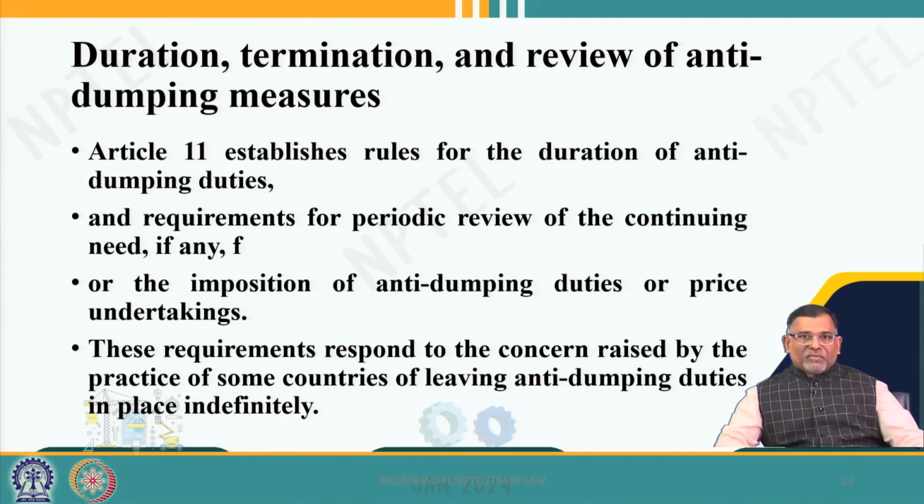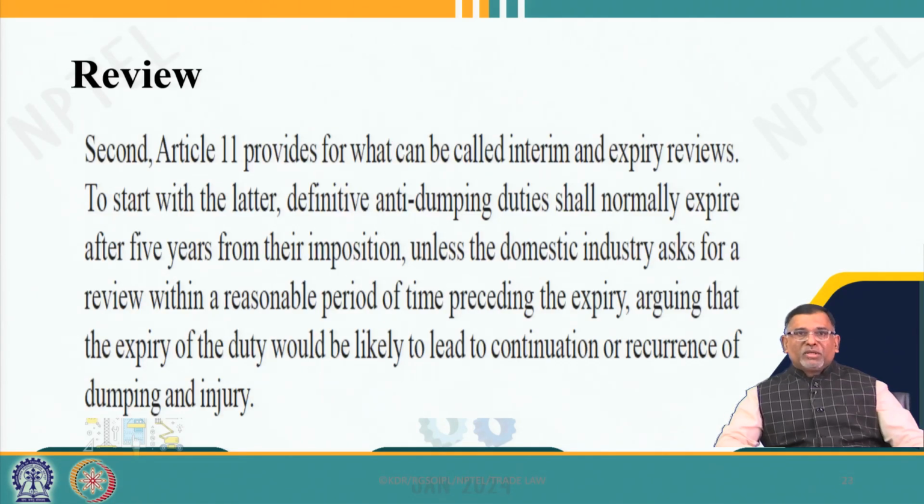It means that if an exporter has submitted a price undertaking, then the country is to immediately stop imposing anti-dumping duties or continuing to impose anti-dumping duties on the exporters. And how is the review to be done? So, as I said, the maximum period is 5 years. Either the domestic industry asks for a review or the exporter asks for a review, or the domestic industry has to show that there is a recurrence of dumping in order to continue with the anti-dumping duty.